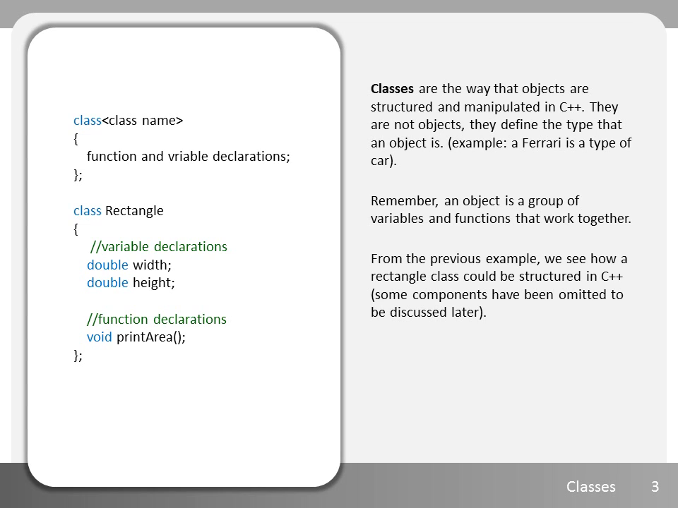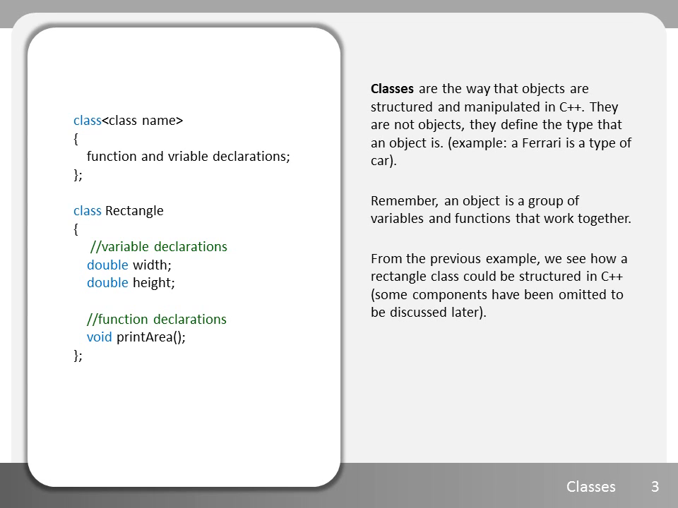Here is an example of how classes are made. You use the class keyword followed by the class name. Afterwards, you open a pair of brackets and inside you declare but do not define the variables and functions that make up the objects of that type. And finally, you close the bracket and finish it with a semicolon, similar to a statement. Remember, an object is a group of variables and functions that work together.